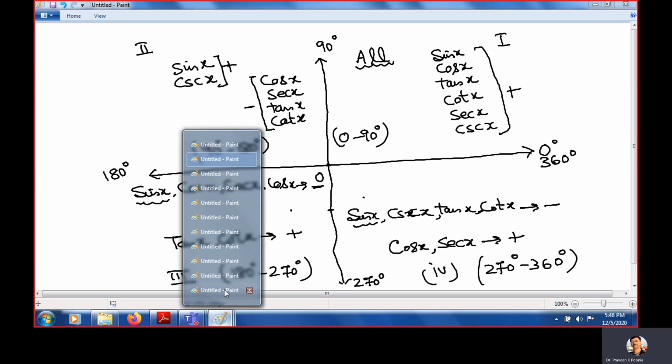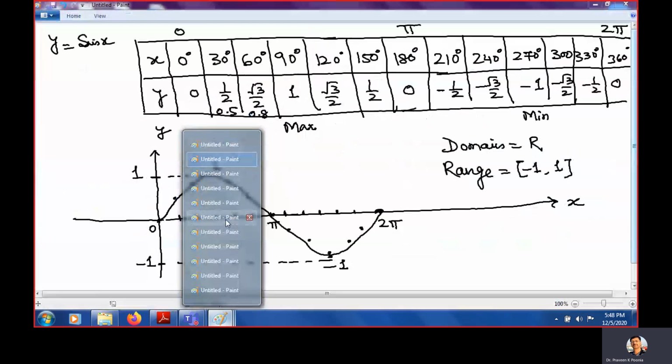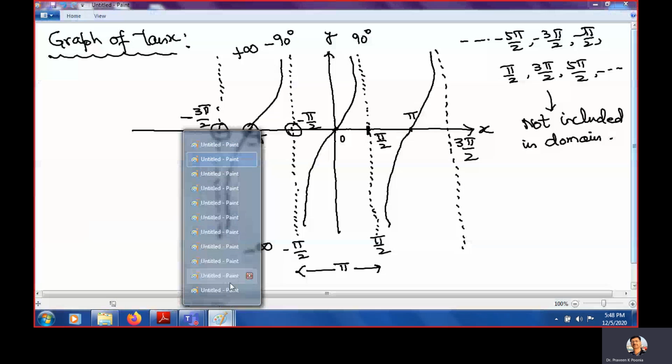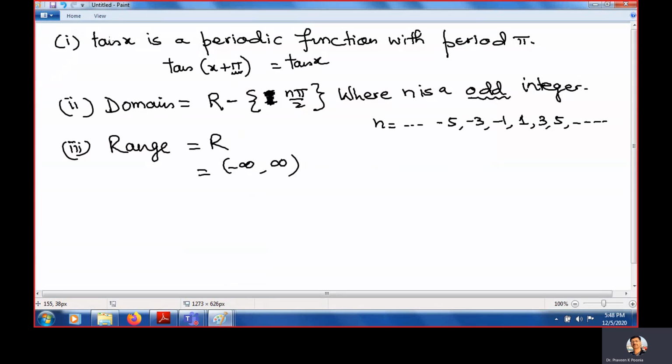Understand? Then you need to learn the graph of sin x, the graph of cosine x and the graph of tan x. And then you need to learn these three properties. Period of sin x is 2 pi, period of cosine x is 2 pi, period of tan x is pi. Domain of sin x is R, domain of cosine x is R, domain of tan x is R minus n pi upon 2. Please remember, n is an odd integer. What is the range of sine and cosine? Minus 1 to 1. While the range of tan x is R.